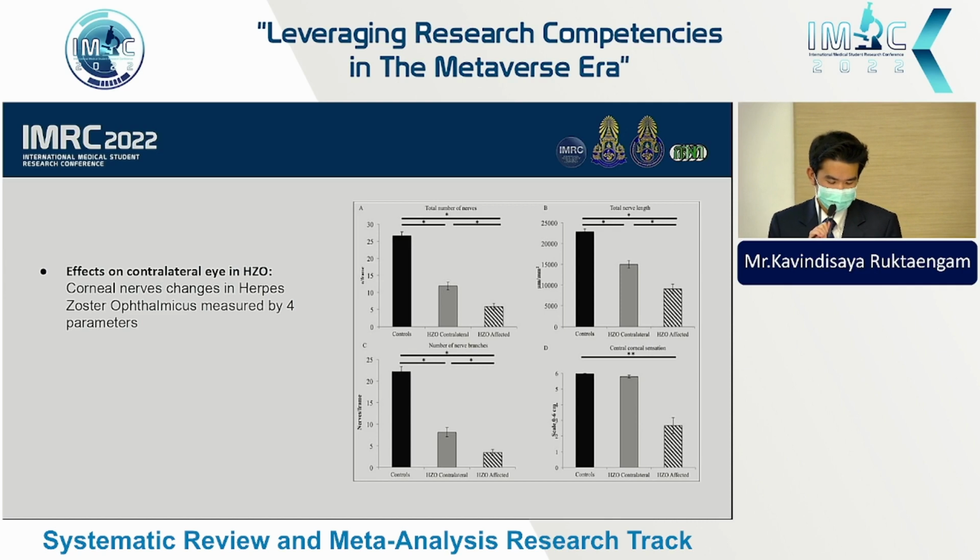The second finding in this study, both the affected and unaffected eyes in herpes zoster ophthalmicus suffer reduction in subbasal corneal nerve plexus parameters in comparison to control groups. And the parameters used are the number of nerve trunks, the branches, the number of nerves, and the total nerve length.